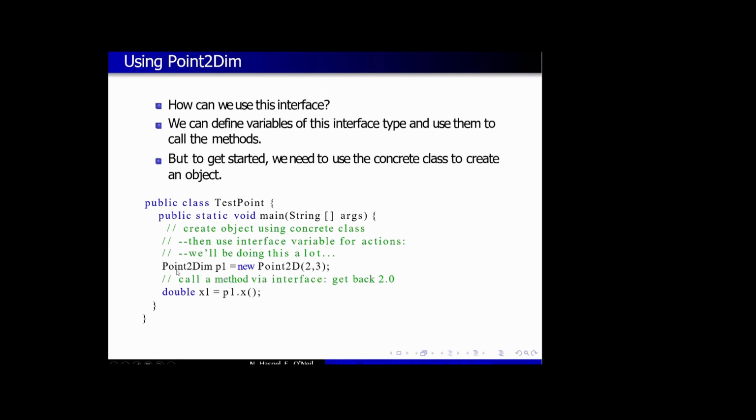So this is typical, where we have the concrete class giving us an object, and that gives us an object reference, which we put in a variable of this slightly more abstract type. Okay? So P1 is this point2dim. But what can we do with it then? Well, we can still use all the interface methods with P1. So we can call X using P1.